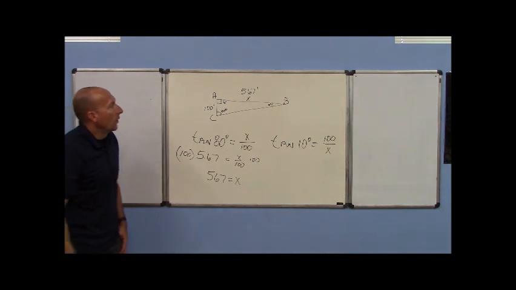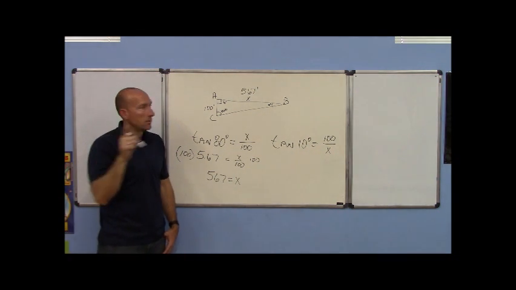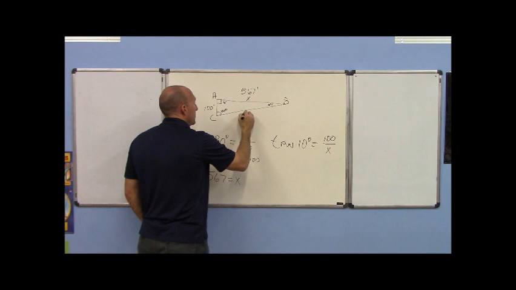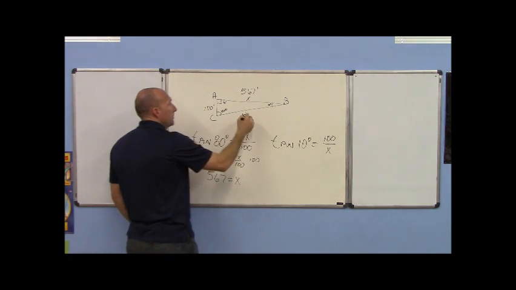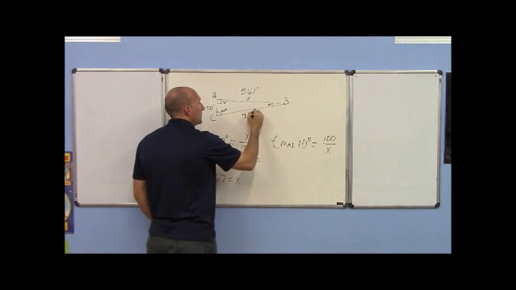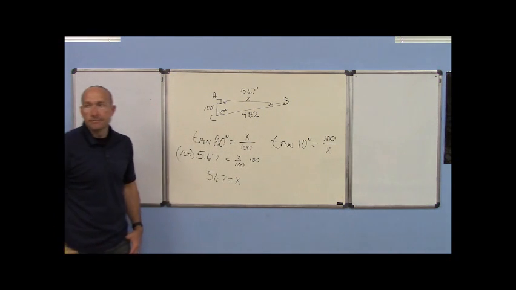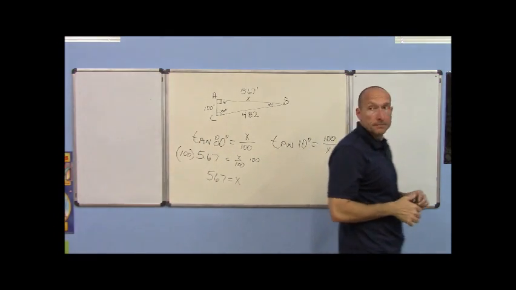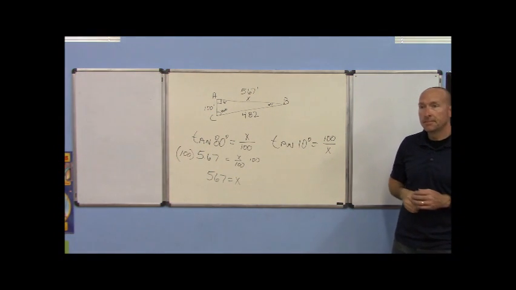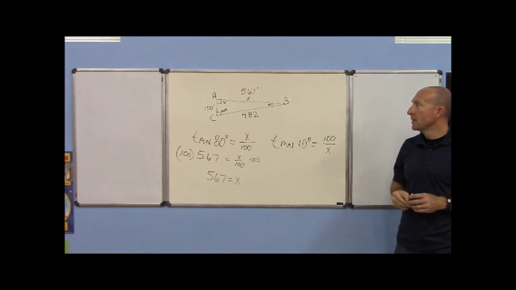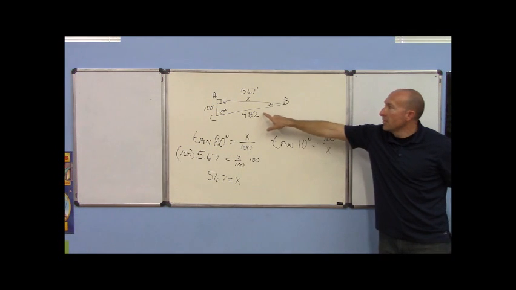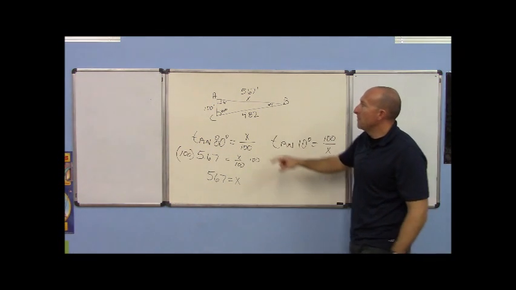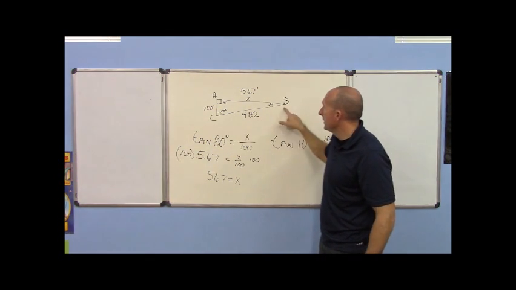What if I were to tell you that the distance from C to B is 482? What would you think about that? I'd take the shorter route to get to B. Well, what about 482 being the distance from C to B?